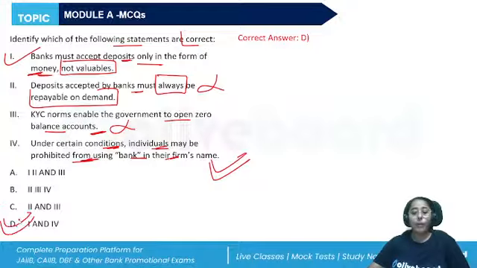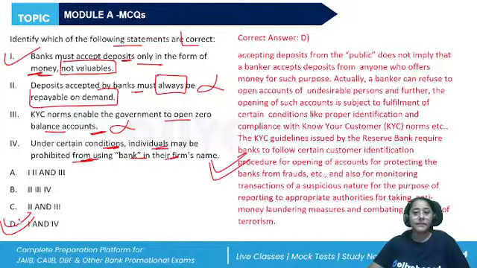Option D is correct. Also, it is not necessary that anyone who offers money for deposit, the bank is going to accept them. No, banks will reject opening accounts of undesirable persons, and the opening of accounts is subject to the fulfillment of certain conditions like KYC and anti-money laundering. All right, so the correct answer will be D, 1 and 4.